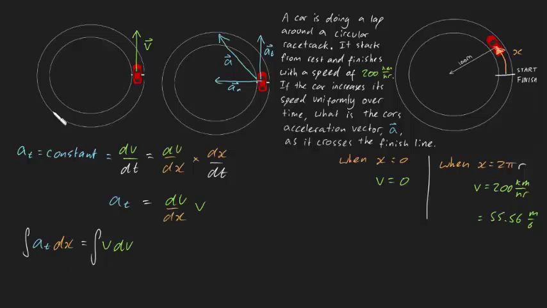So the left-hand side is going to turn into a_t times x. And then on the right-hand side, you're going to get, well, the integral of v is v squared on 2. And then don't forget that integration constant.